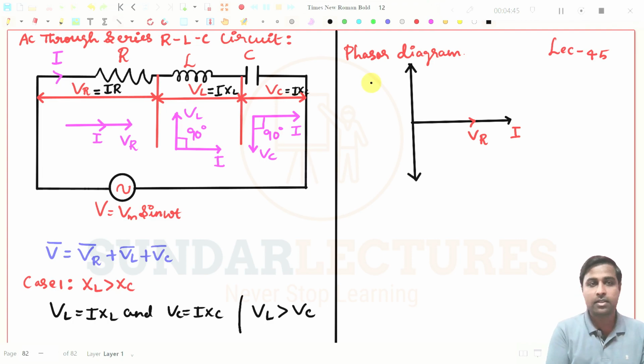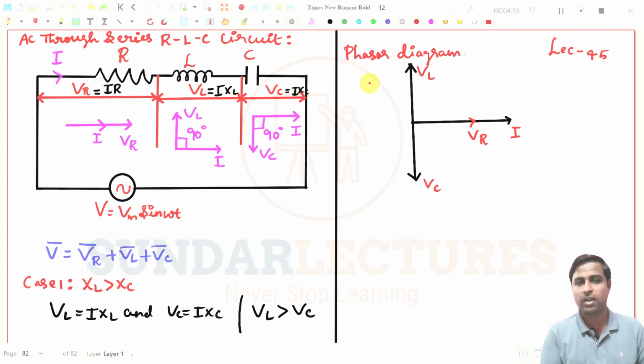So what is this one now? This is nothing but VL, right? This is nothing but VC, and this angle will be 90 degree. Maybe I don't need to write this one. You know this one, right? So always VL leads the current by 90 degree and VC lags the current by 90 degree.